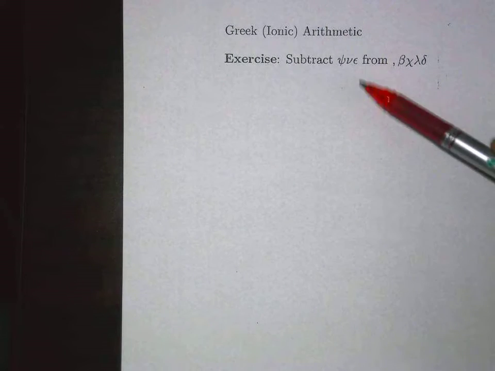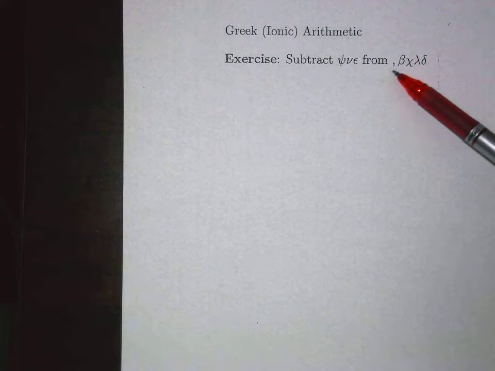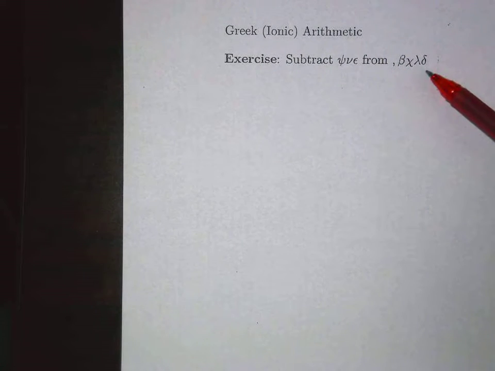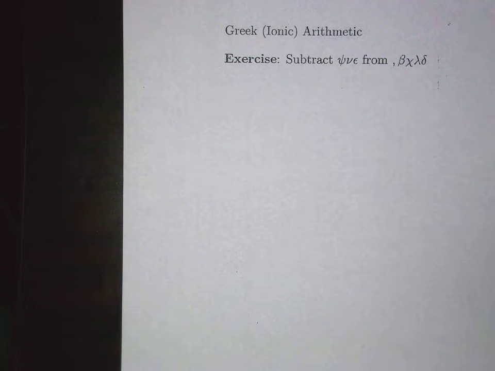And here we are subtracting this number, psi nu epsilon, from beta with an accent mark, chi lambda delta. Now, is there a problem doing this? There might be. And really, what is the problem? The problem is that we don't know the addition, subtraction, or multiplication facts in terms of Greek or Ionic numerals.